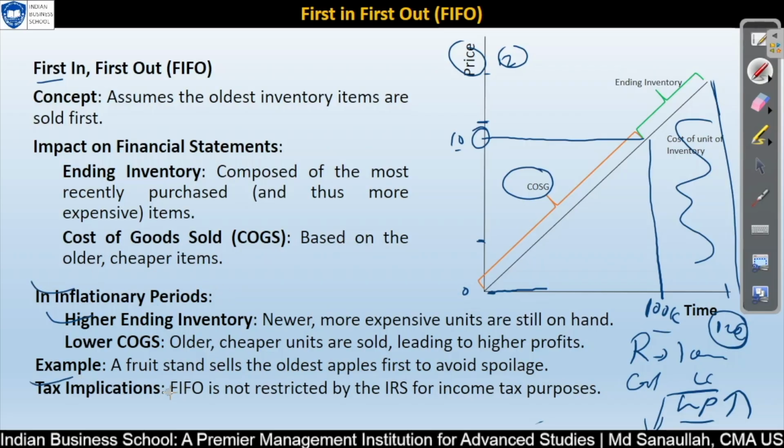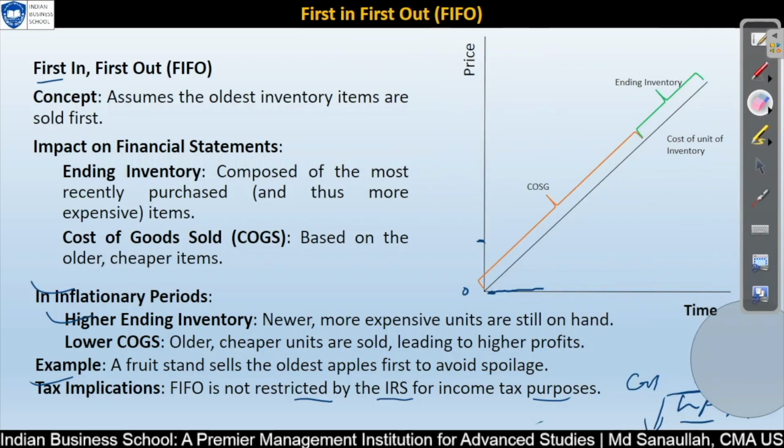Regarding tax implication, FIFO is not restricted by the IRS for income tax purposes. However, LIFO is restricted by IFRS, but not restricted by US GAAP. US GAAP has no restriction on any of the methods.